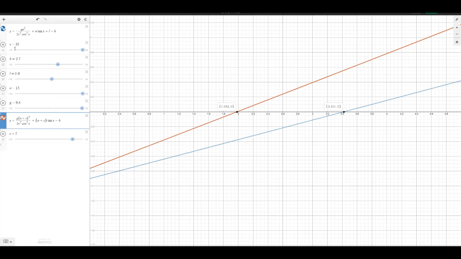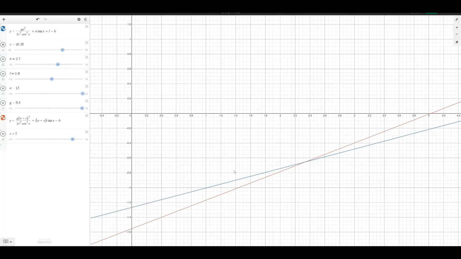Some other things that we can do. I can do a little bit of animation here. Let's go ahead and do that. Let's put in a value of, let's say, 25 meters per second up to 55 meters per second. And let's just play this and see what Desmos can do for us.